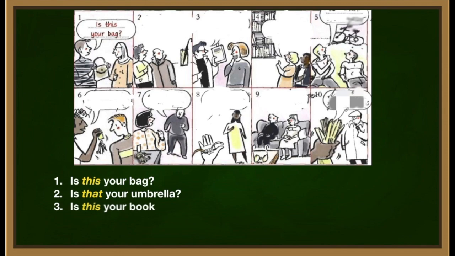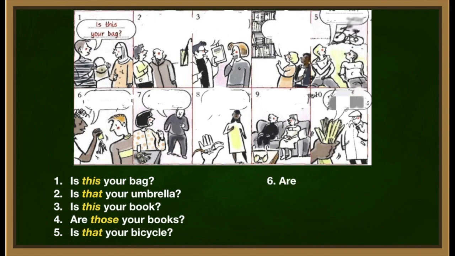So we say, is that your umbrella? Number 3, is this your book? Because the book is close to you. Number 4, are those your books? Because the picture is pointing. The books are far from you. Number 5, is that your bicycle? The bicycle is far from you. So we say, is that your bicycle?